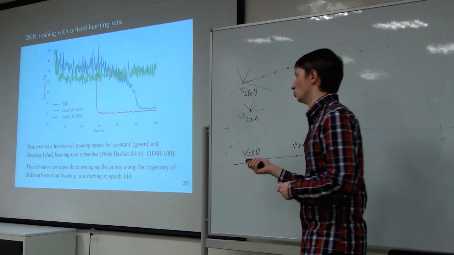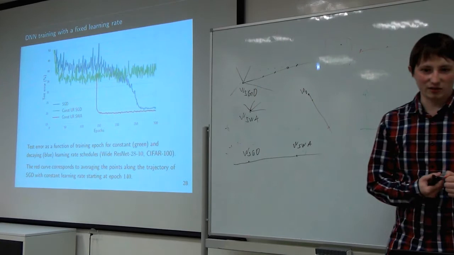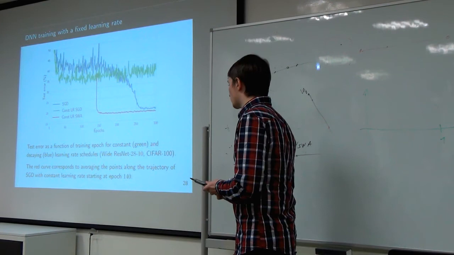So it's quite surprising that in a highly non-convex setup, our weight averaging works quite well and leads to better generalization.